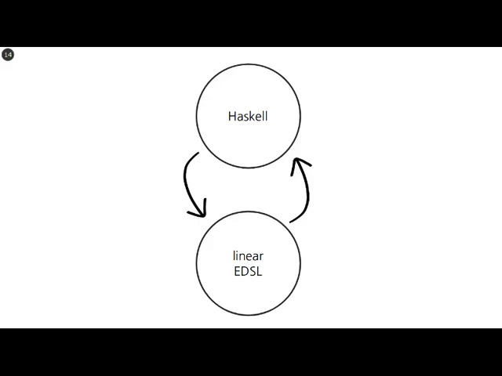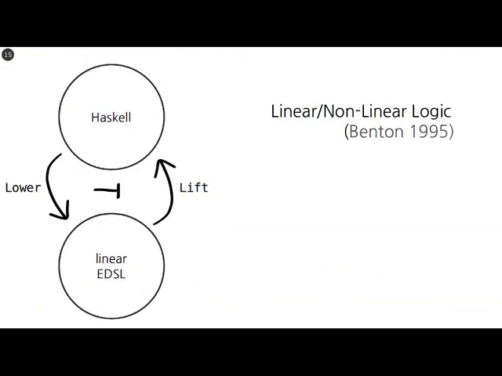Well, as somebody who has studied linear logic before, I take a look at this picture and I say, hey, I know what that looks like. That looks like a particular model of linear logic called linear nonlinear logic, which exactly has this structure. The relationship between the linear world and the nonlinear world, in this case Haskell, is described by some categorical structure called an adjunction. And I'm not going to talk about what that means at all.